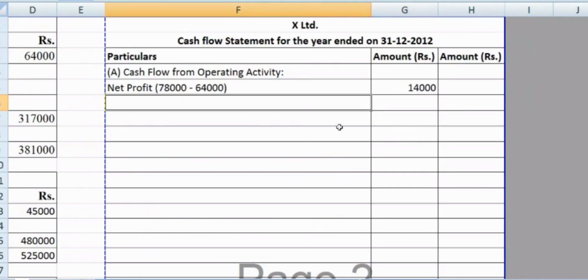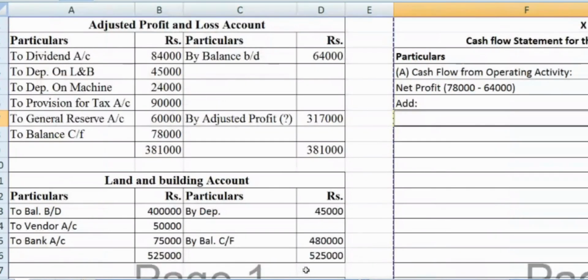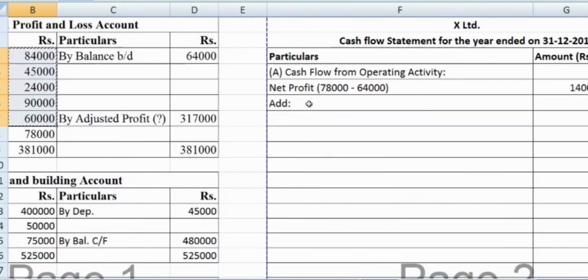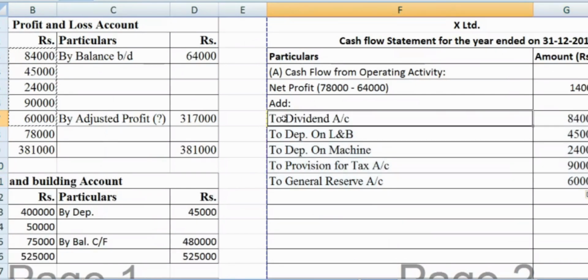Then you know that we add. So all the entries shown on the debit side will be added here, right? So these are the entries. I just take them from here and paste them here. It becomes a little bit easy.